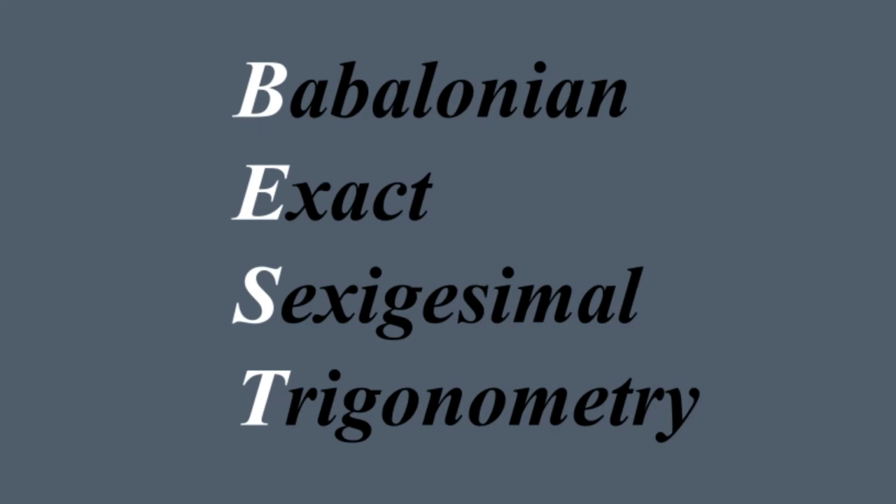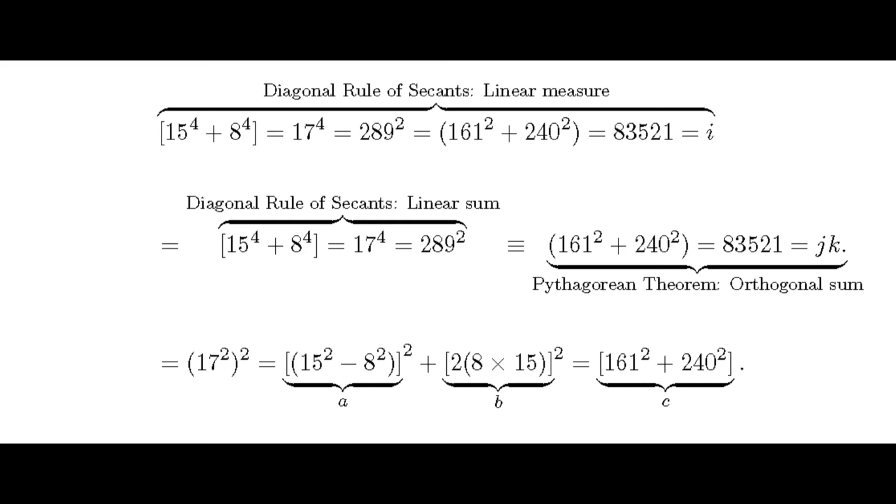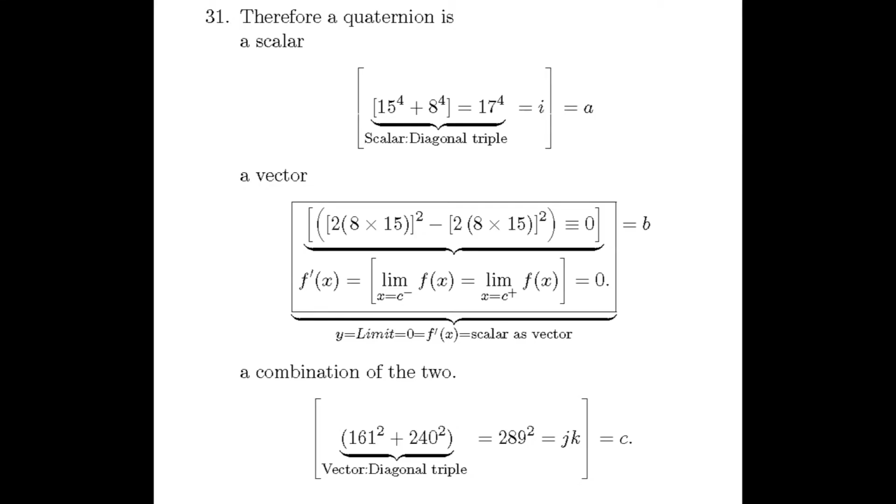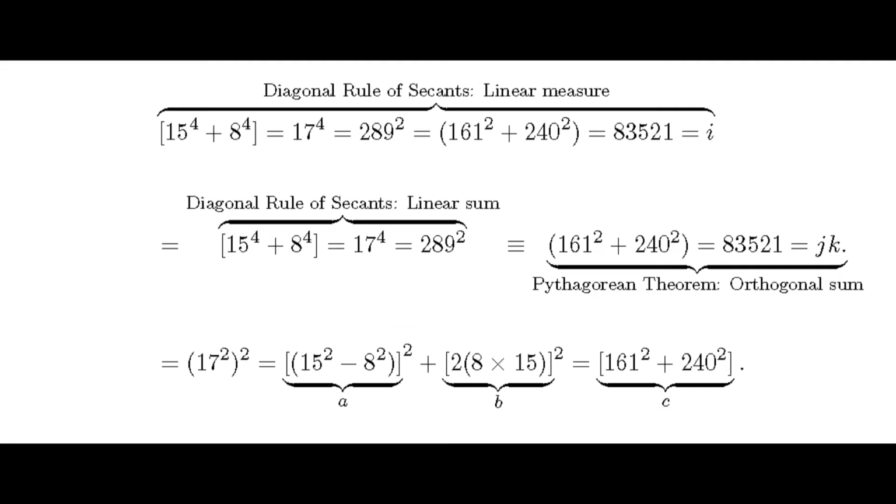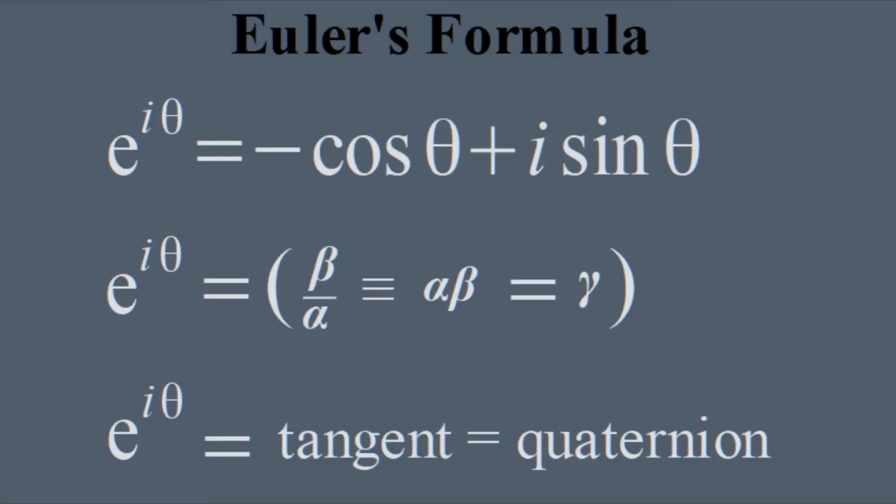Wildberger and Mansfield have named this base 60 Babylonian system of trigonometry Babylonian exact sexagesimal trigonometry, or BESS. This is just a Babylonian expression of the scalar expression of Quick. Therefore, we should more properly express BESS as BESC, that is, Babylonian exact sexagesimal calculus, or BES Quick, Babylonian exact sexagesimal Quick.